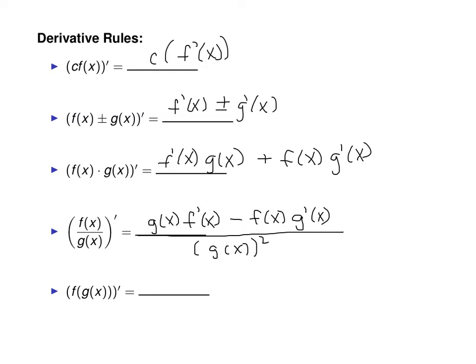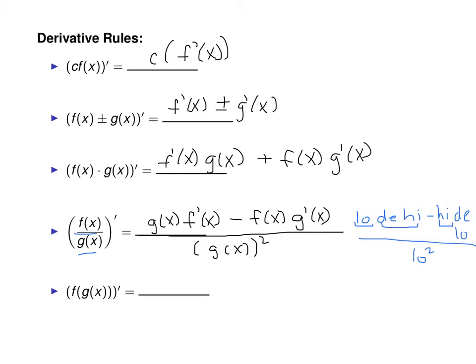I remember that one like this. Low d high minus high d low, all over low squared. So what that means is the bottom function is the lower function, the top function is the high function. Low times the derivative of the upper function minus the high times the derivative of the lower function. I'm forgetful. That helps me remember it.